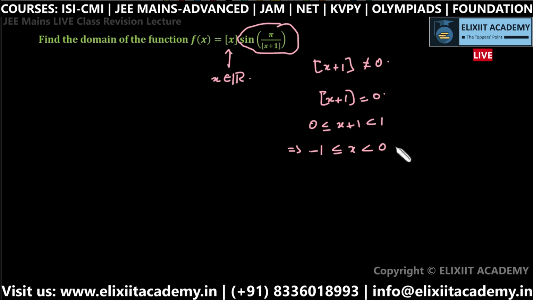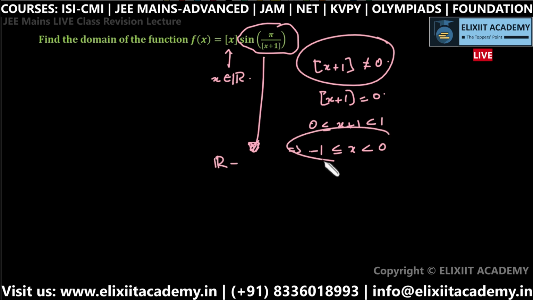x should lie between -1 and 0, which means initially you have to consider [x]+1 not equal to 0, so you have to exclude these points. So the domain of sin(pi/([x]+1)) in this case is all real numbers except these points, which is the interval closed at -1 and open at 0. This is the domain of this function.